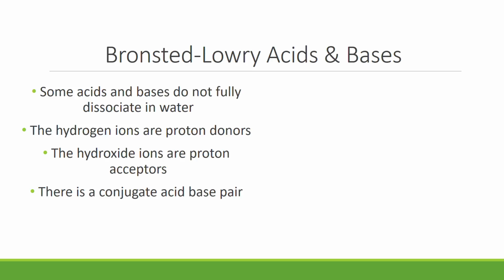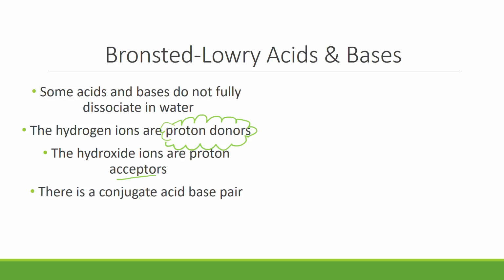So in a Bronsted Lowry system, there are proton donors and proton acceptors. So the hydrogen ions are the proton donors. And the hydroxide ions are the proton acceptors. And there's a conjugate acid-base pair.